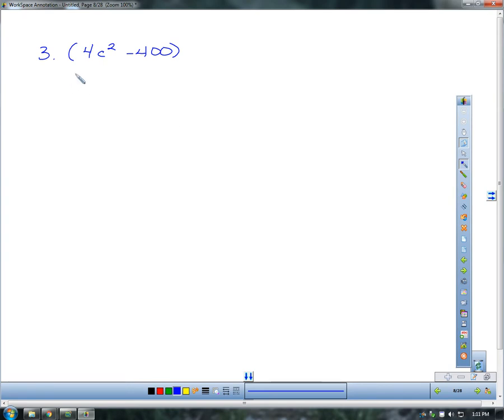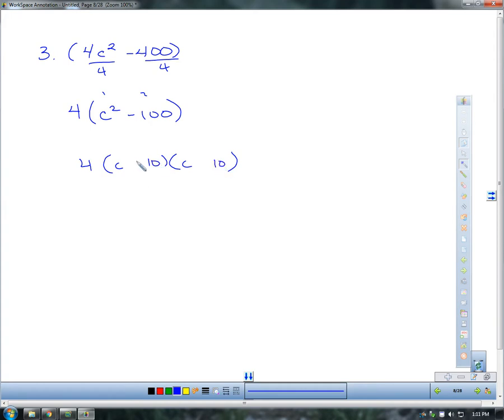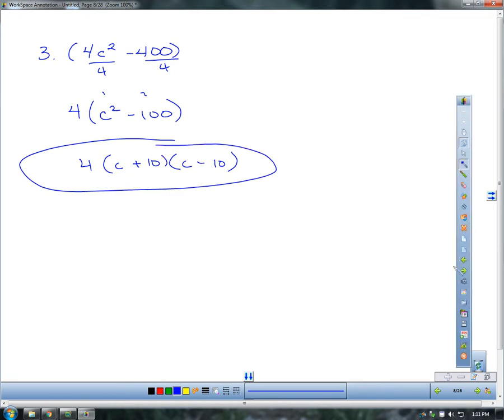First thing we look for is a GCF. So I notice that 4 and 400 have a 4 in common. So I'm going to divide them by 4. So I have c squared minus 100. Since this has two terms, 1, 2, it is known as a binomial. This is where I go ahead and do the square root of the front and the square root of the back. One is plus, one is minus. This is my answer.